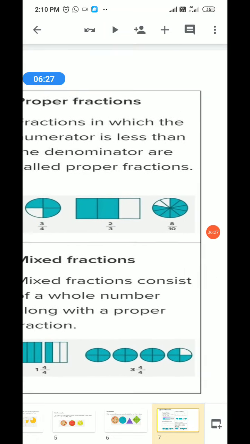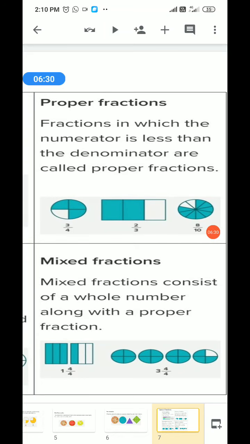Next one is proper fraction. Proper fraction is nothing but the numerator should be less than the denominator. In a fraction we have two numbers, the numerator and the denominator. The numerator should be less than the denominator. That is called a proper fraction. See the example here, see the circle, how it is divided into 4 equal parts, correct? 1, 2, 3, 4. So in the denominator we will write 4. How many parts are shaded? 3 by 4. You can see this fraction, right? 3 is less than 4, correct? So 3 by 4 is a proper fraction.